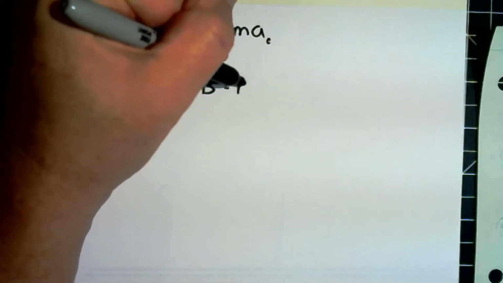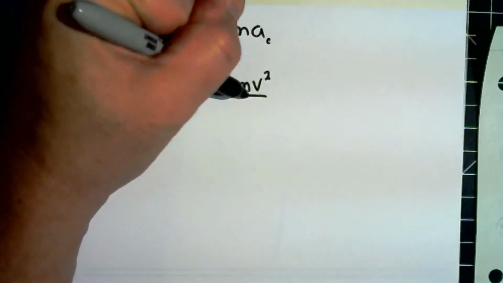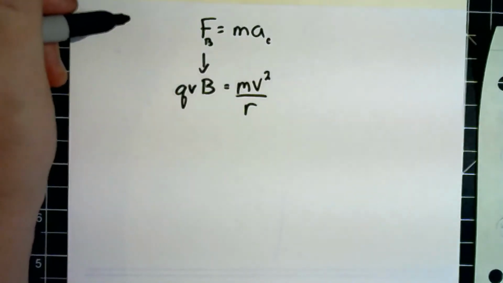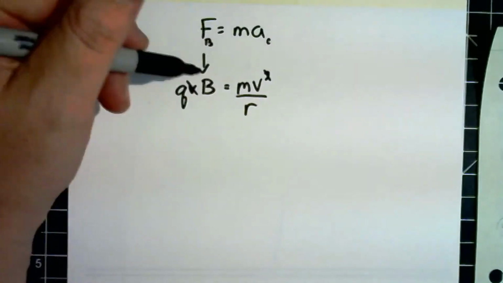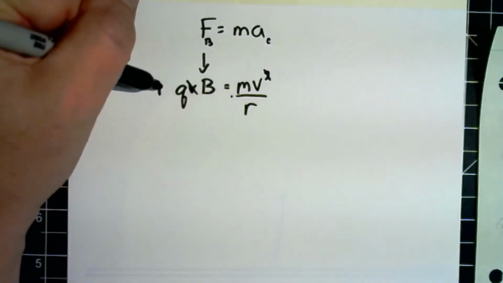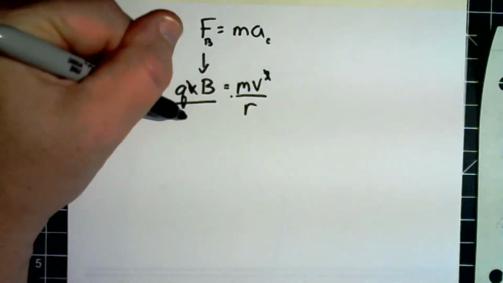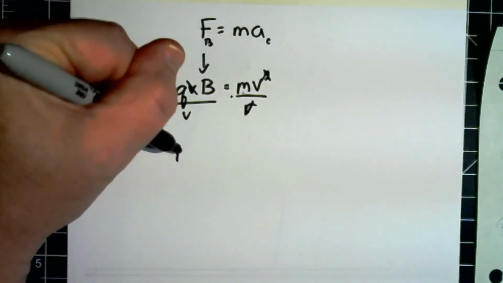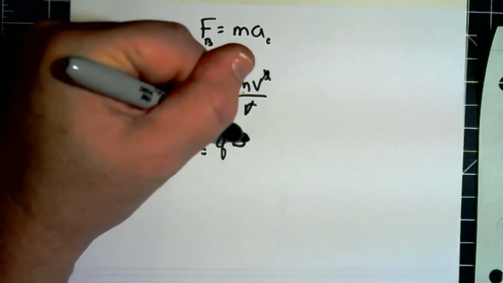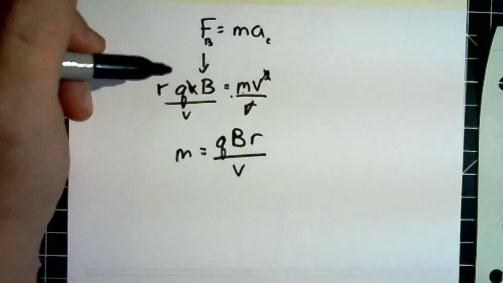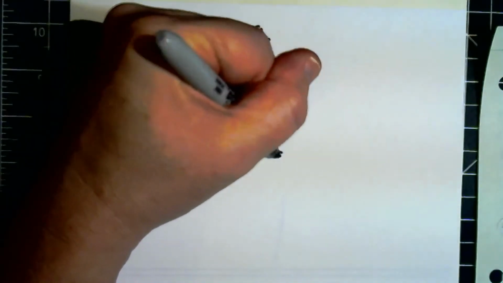And on the right hand side, we get m times velocity squared over the radius, r. And so rearranging this equation, we can cancel one of the v's, multiply by the r, and then divide by the velocity, and we get mass by itself. So m, the mass, is qBr divided by the speed.